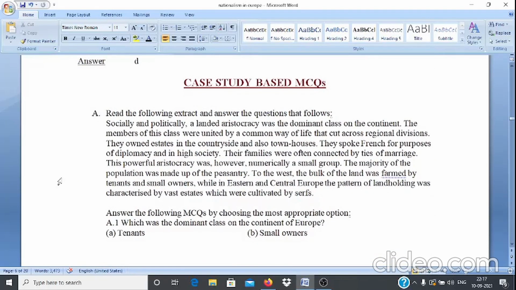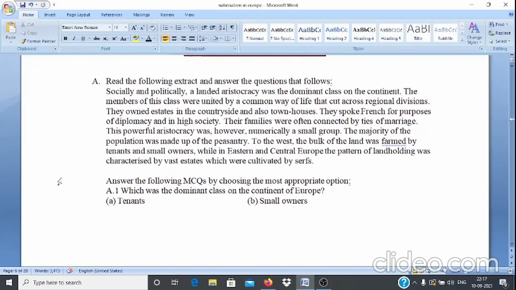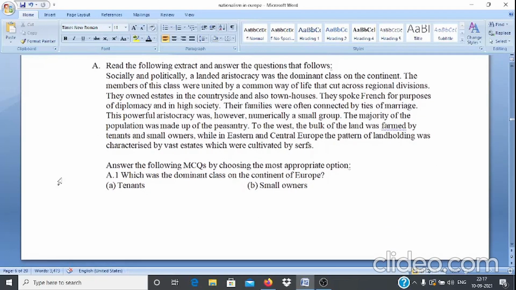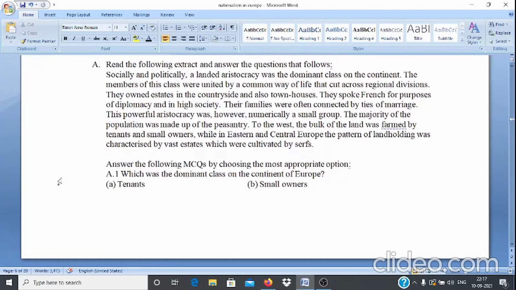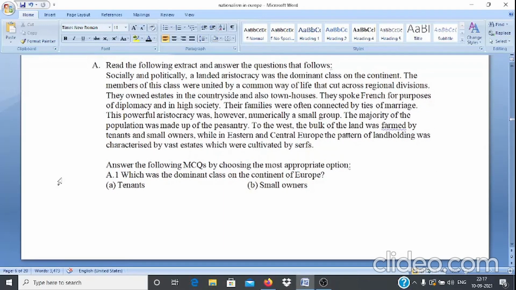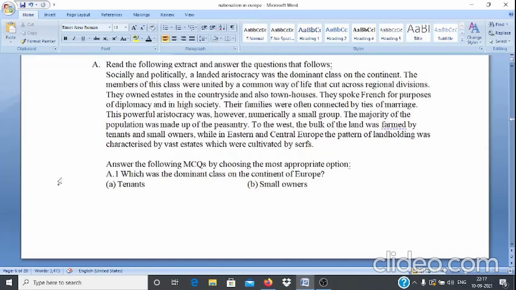Now we will discuss case study based MCQ. Here one paragraph is given, and after reading the passage you have to read the question and the options given for that questions, and you have to choose the correct option. So after reading this passage, questions we will discuss.